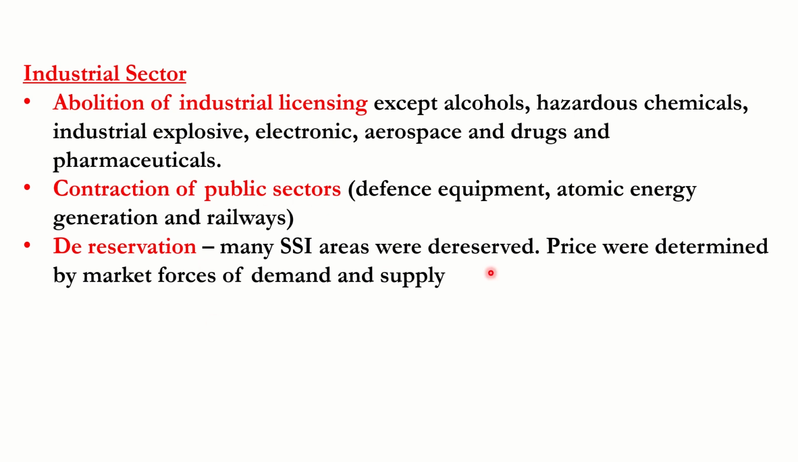The last one is de-reservation. Before this, you need to know what reservation is. SSI was one of the methods to solve the problem of the economy. Therefore, SSI was given importance, where small scale industries were given importance, and there was reservation. Reservation means they were having a reservation. There was a relaxation in taxation. Now, under liberalization of industrial sectors, the government has de-reserved all these things. Many SSI areas were de-reserved, and prices were determined by the market forces of demand and supply. So the SSI sector, that is small scale industries, came directly into competition with private companies or foreign companies.